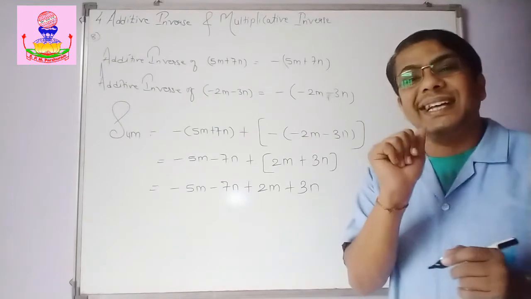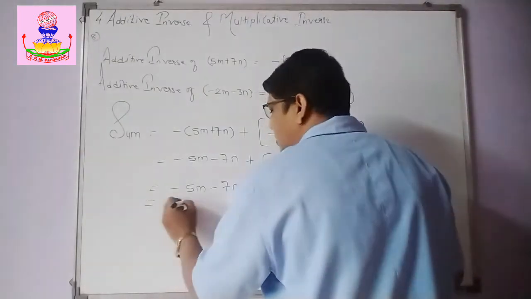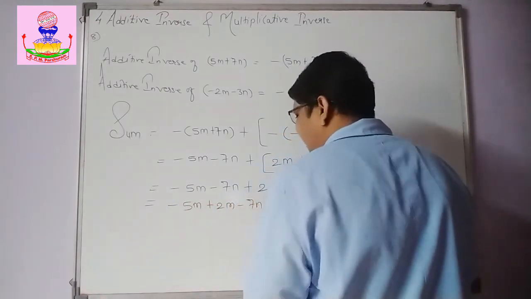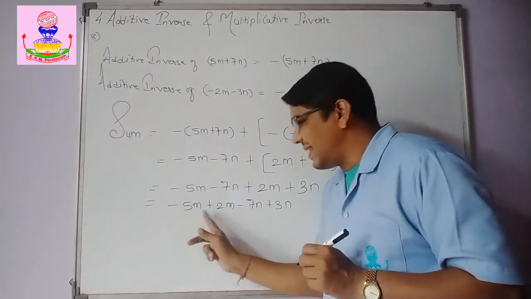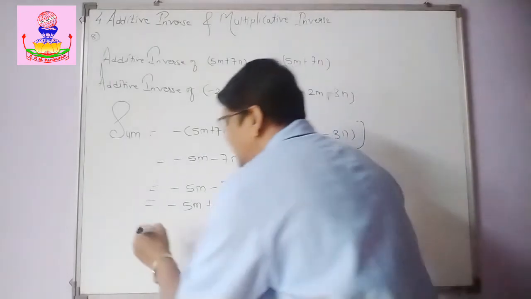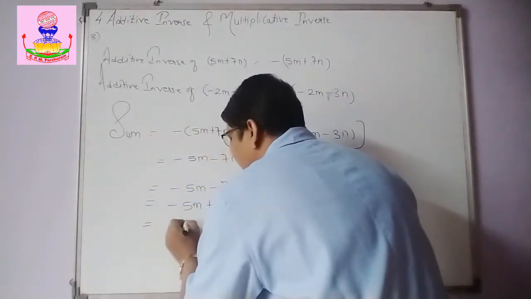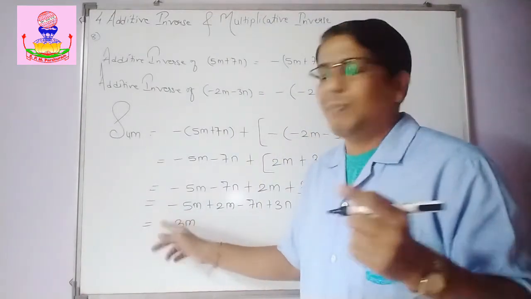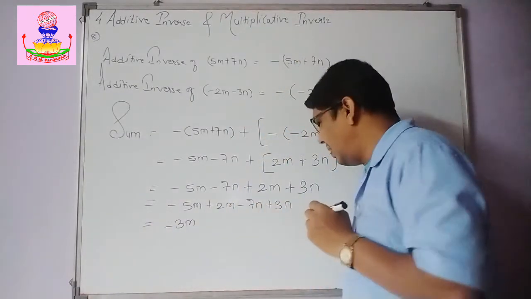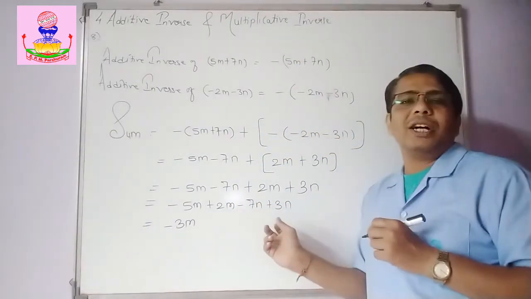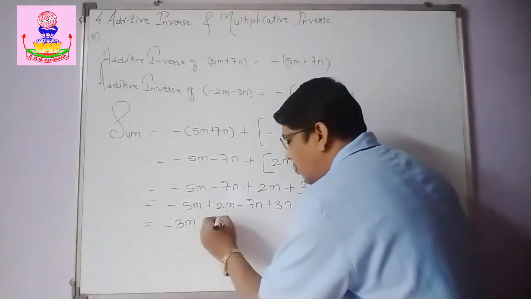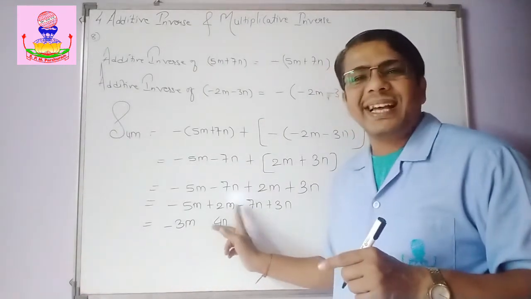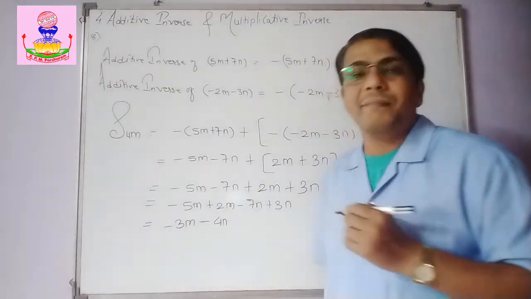Now bring the similar terms together along with their signs, that is most important. Okay, so minus 5m plus 2m minus 7n plus 3n. So now here, difference in sign, go for subtraction. 5 minus 2, 3, so 3m. Give the sign of bigger number. Bigger number is 5. Sign is minus, so minus. Right? Now here, again difference in sign, go for subtraction. 7 minus 3, 4, so 4n. Give the sign of bigger number. Bigger number is 7n. Sign is minus, and so here minus.